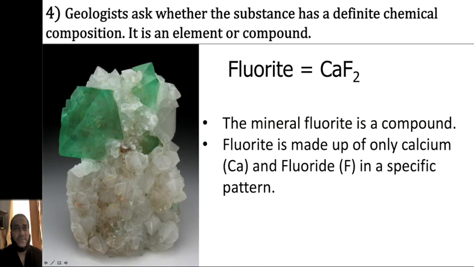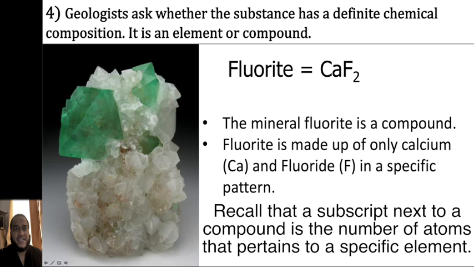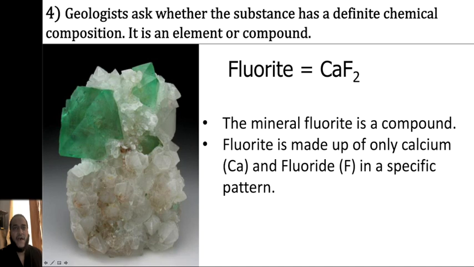Another example is the mineral fluorite. The mineral has one element of calcium, or one atom of calcium. It has another element, fluorine, with a subscript of 2, which means that it has 2 fluorine atoms. Recall from chemistry that a subscript next to an element is the number of atoms of that specific element. The mineral fluorite is a compound. Fluorite is made up of only calcium and fluorine in a specific pattern.